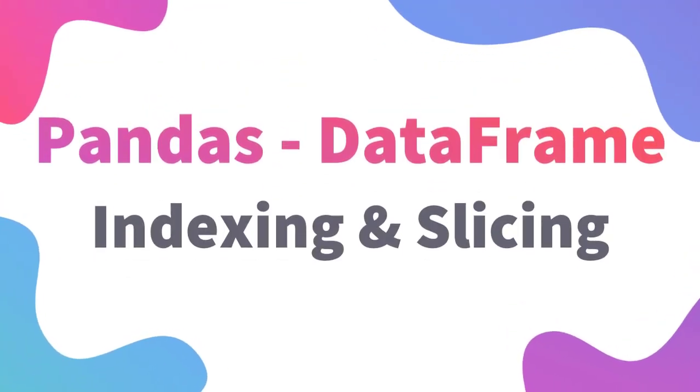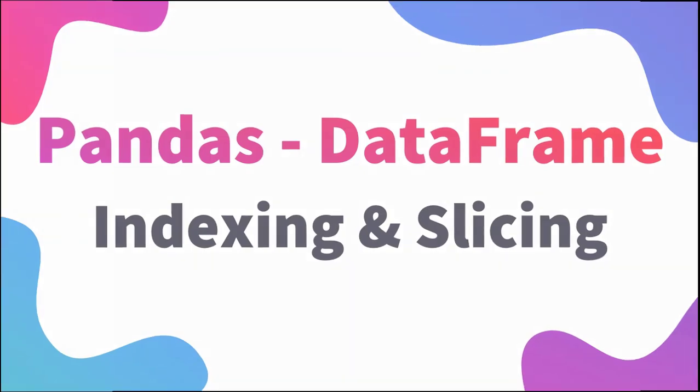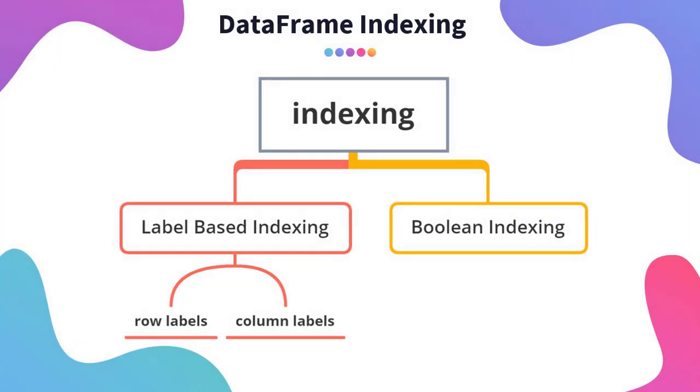Welcome. In this video, we will learn about DataFrame indexing and slicing. Indexing is of two types, label-based indexing and Boolean indexing. Label-based indexing can be performed using row labels and column labels.